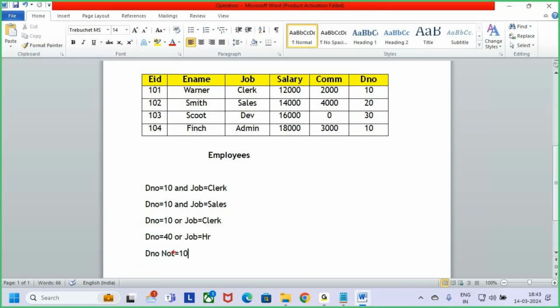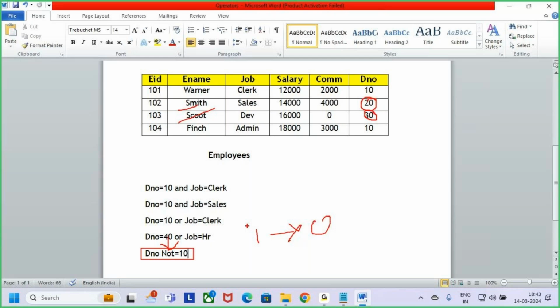So in this NOT operator, we pass only one input value, guys. We are not able to pass more than one input value. Based on that input, we'll get the output. Here I'm defining the condition as I want to find out the employees where the department number is not equal to 10. How many employees are there? Two employees. Department number not equal to 10 means 20 and 30. Who are the employees working in 20 and 30? Smith and then Scott. So like this, we are going to use these logical operators, guys.